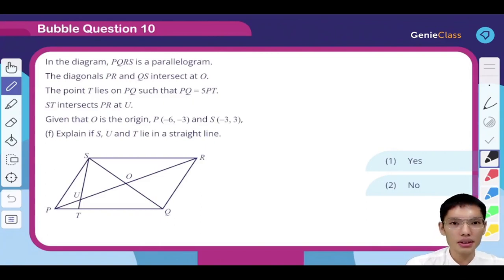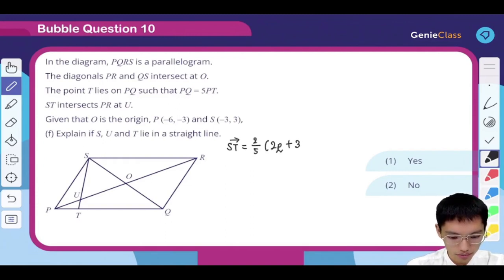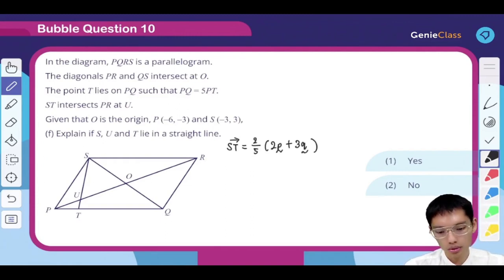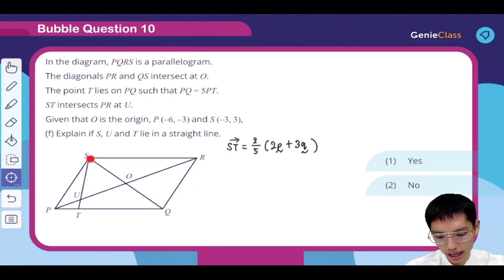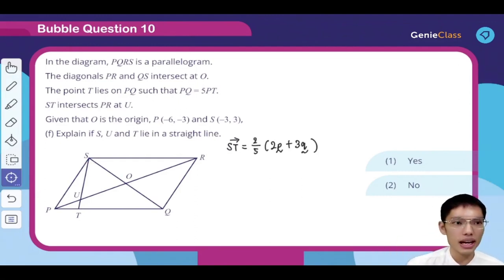This is a very, very typical question. Explain if they lie in a straight line. So, of course, what happens? I need to give you ST first. ST is this particular vector over here, which we have solved just now. Now, what do I need to do? I need to show if this lies in a straight line. It's clear over here it lies in a straight line, but how do I explain it?